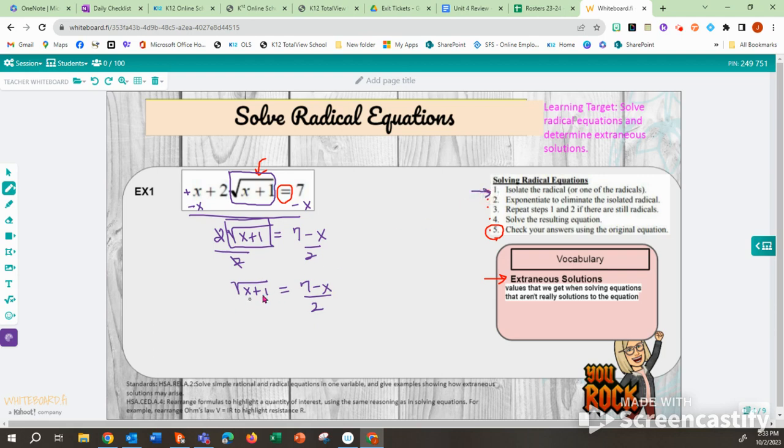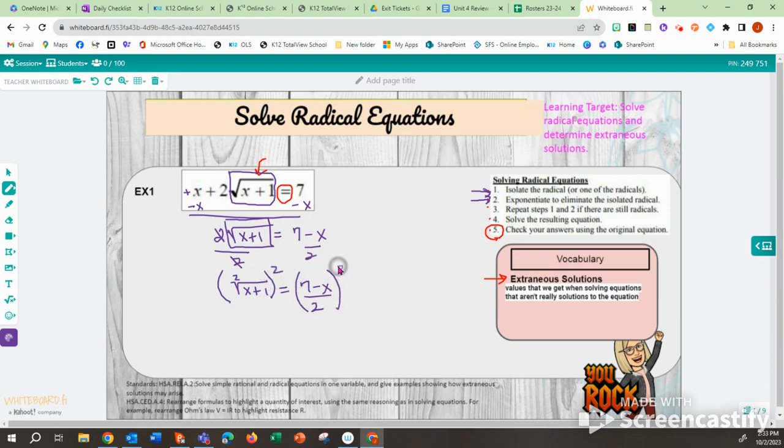All right, so we have done number 1. We've isolated the radical. We've gotten it all by itself on one side of the equation. Step number 2 says we're going to exponentiate. So we're going to look at our radical. Our radical is an understood square root. If it's a square root and I'm going to exponentiate that, that means I'm going to raise it to the power that is equivalent to its index. So since this is a square root, I'm going to raise both sides to the second power.